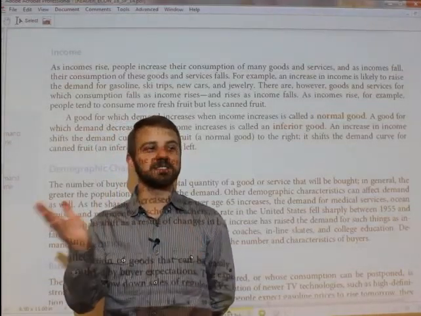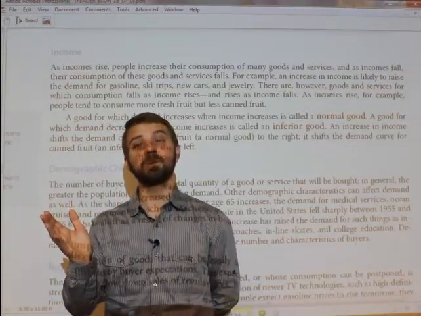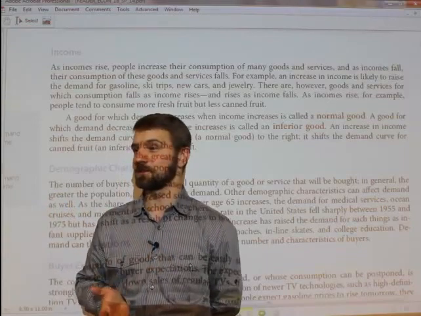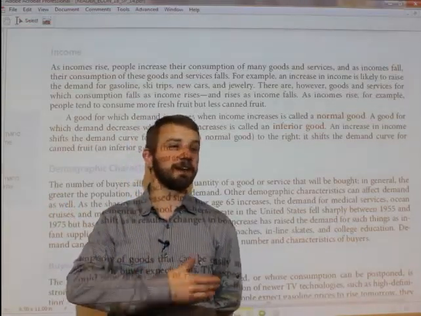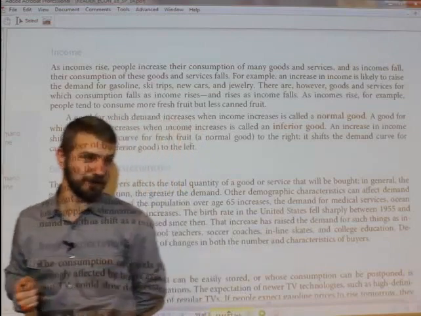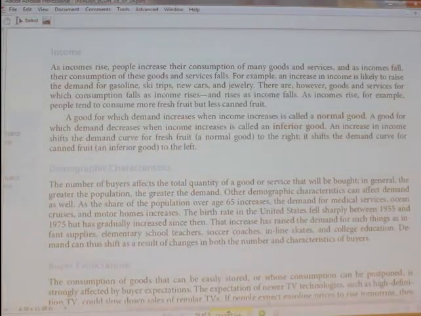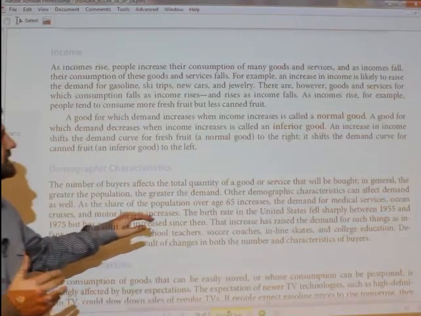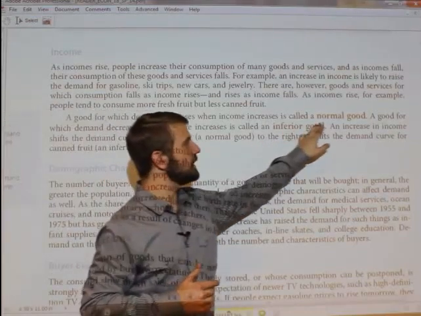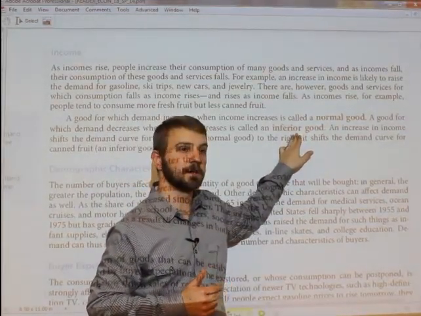So as income increases, demand for some goods actually falls. Ramen noodles is a good example of that. When you're making $1 million a year, you're not going to buy any more ramen noodles, right? And the distinction of whether demand increases or falls determines whether it's a normal good or an inferior good.